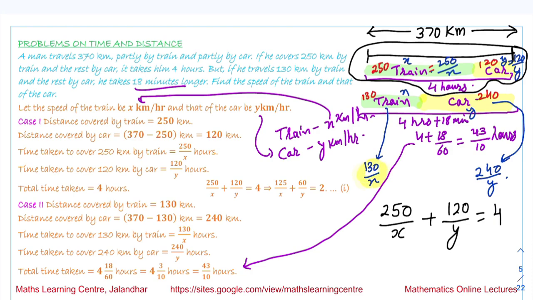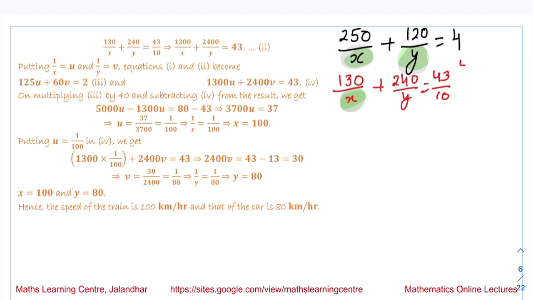In the second case, the total time taken is 130 by x plus 240 by y, that is equal to 43 by 10 hours. This is the total time taken. Now these are the two equations that are shown over here in our next slide. We have x and y in the denominator, so these are not linear equations. To solve these equations, we substitute 1 by x is equal to u and 1 by y is equal to v.